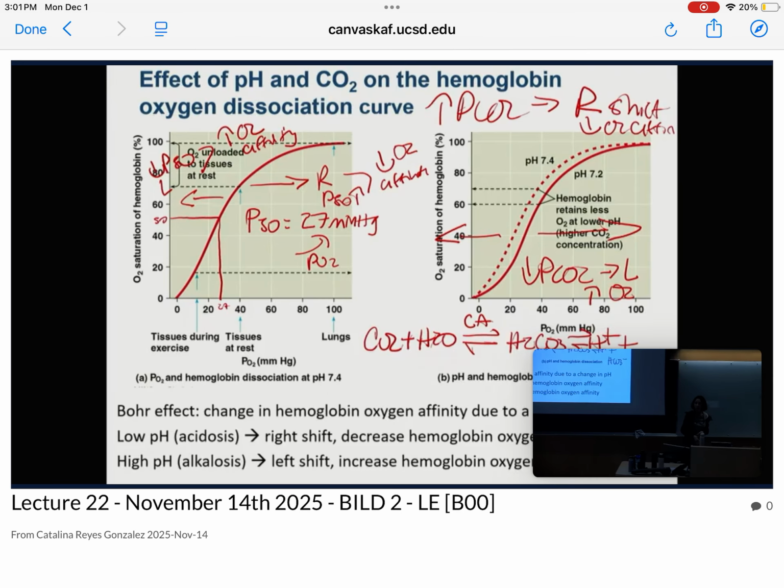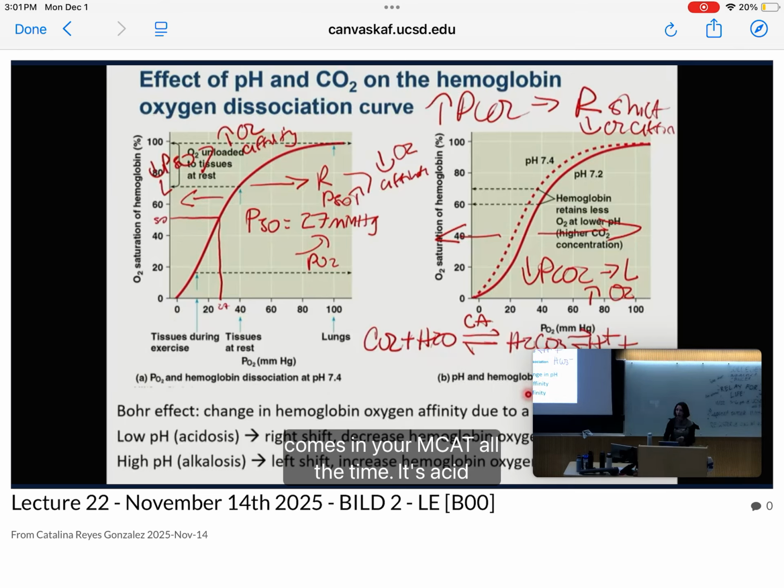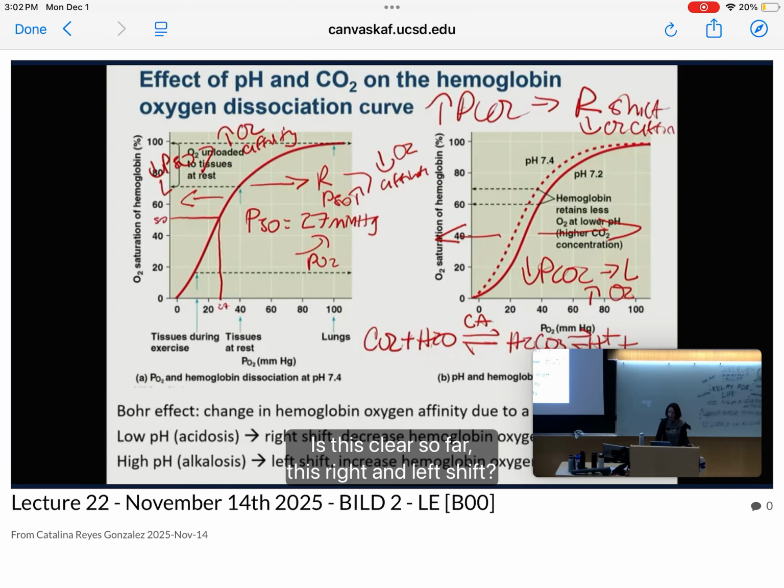Does that make sense? This equation right here, learn it because it comes up on your MCAT all the time. It's acid-base balance. You probably saw it in chemistry or are going to see it in chemistry. If you take human physiology 2, you'll learn it again, and you're learning it now, and it will come up on the MCAT for sure. Okay? They love this hemoglobin stuff on the MCAT. Okay, so just keep an eye on that. All right. Is this clear so far? This right and left shift.